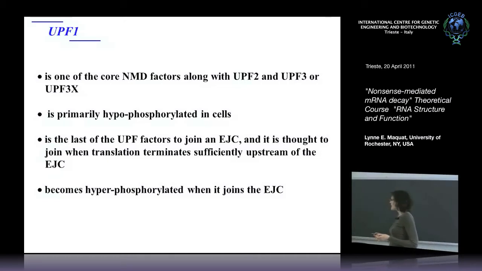UPF1 is primarily hypophosphorylated in cells. It's the last of the UPF factors to join an exon junction complex. It's the only one that's not a stable constituent of the EJC. And it's thought to join when translation terminates sufficiently upstream of the EJC. And at that point, it becomes hyperphosphorylated.